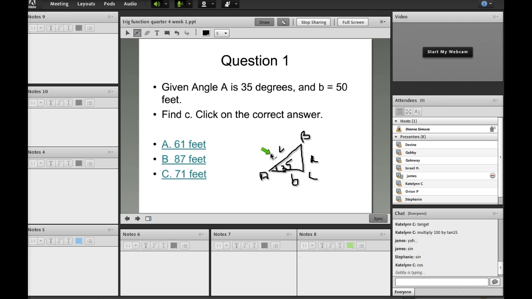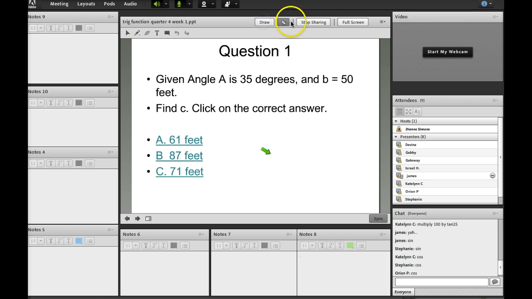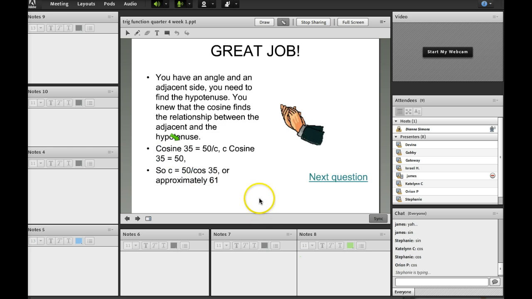Sine, cosine, tangent. Caitlin says cosine. Stephanie says cosine. Oren says cosine. That's what I thought. Gabby said cosine too, and I know she's feeling sick. So what we're going to do is I'm just going to press this, and it's going to be 61. All right. So cosine is the one that we would use.